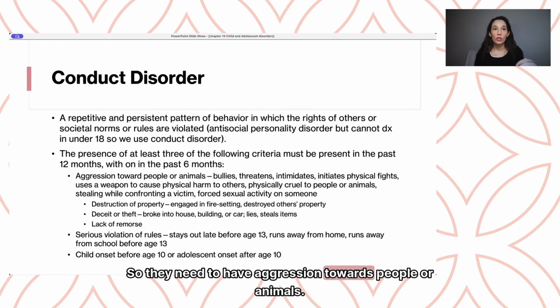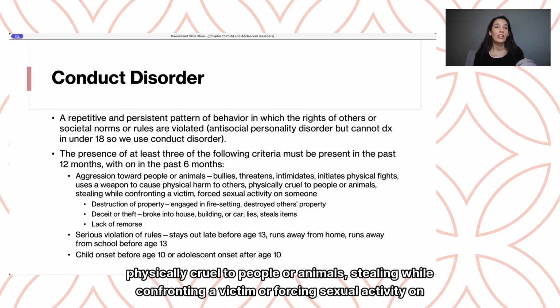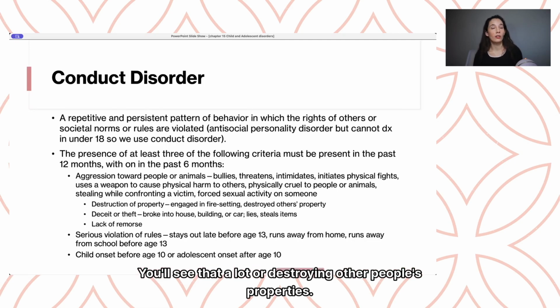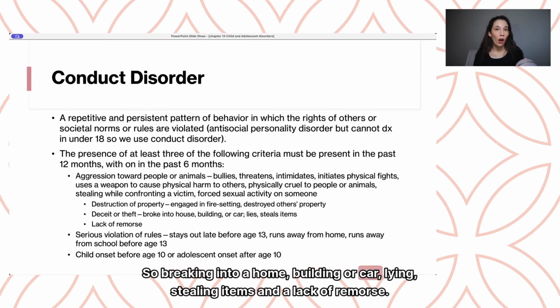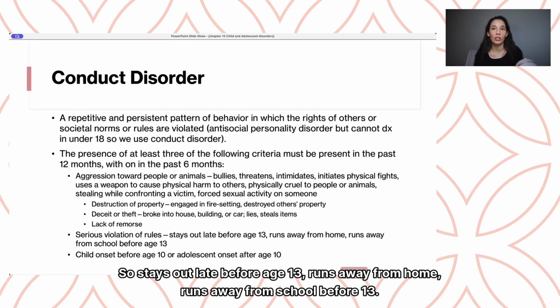They need to have aggression towards people or animals. So bullies, threatens, intimidates, initiates physical fights, uses weapons to cause physical harm to others, is physically cruel to people or animals, steals while confronting a victim, or forces sexual activity on somebody. They can have destruction of property. Fire setting is a big one with conduct disorder. You'll see that a lot, or destroying other people's property. Deceit or theft: breaking into a home, building, or car, lying, stealing items, and a lack of remorse. A serious violation of rules: stays out late before age 13, runs away from home, runs away from school before 13.